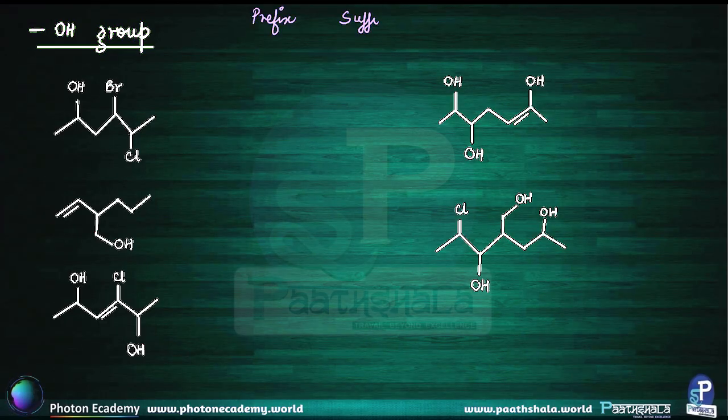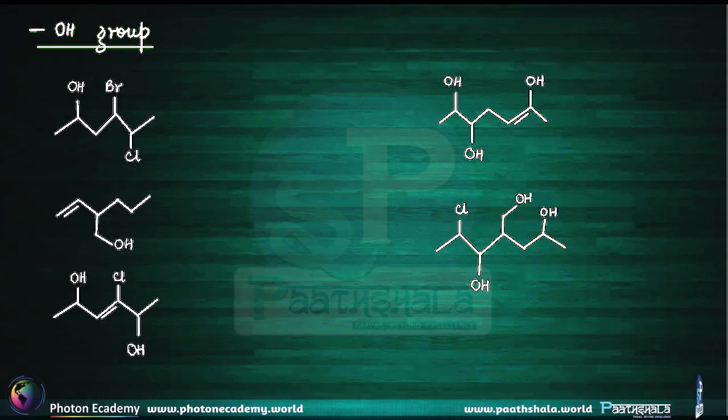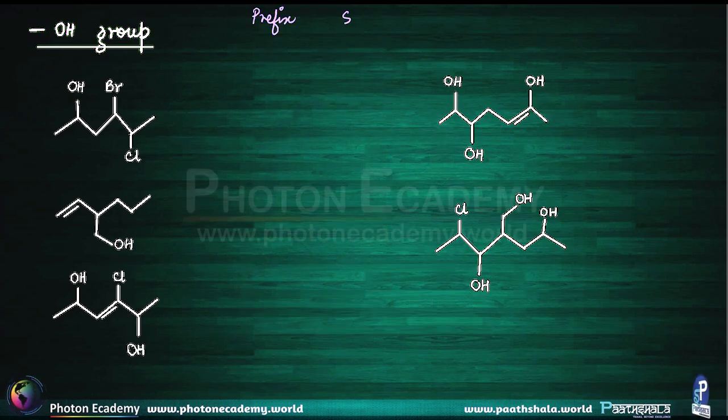So now we'll be covering the functional groups one by one. Let us start with OH. OH we know is for alcohols, and for each functional group we have the prefix as well as the suffix that we decided beforehand. The prefix for the OH group is hydroxy and the suffix is ol.